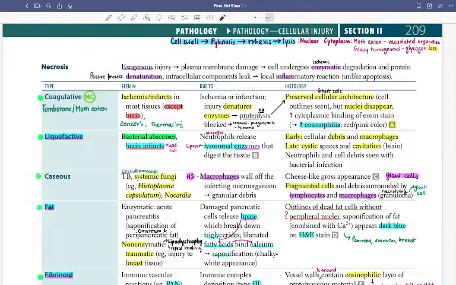Just the differences between these two. Coagulative necrosis has a tombstone appearance and is seen in everything except the brain, even in infarcts and thermal injuries. Liquefactive is seen in the brain. Everywhere else it's coagulative in case of ischemia, but liquefactive is seen in the brain. Why liquefactive? Because brain infarcts are lipid rich.